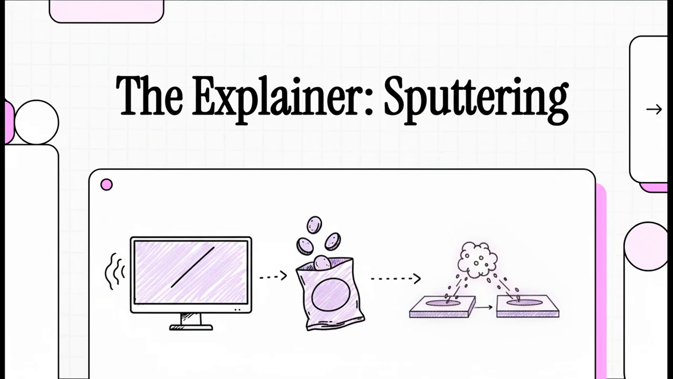Today, we're diving into a hidden process, one that connects the very screen you're watching this on to, well, a bag of potato chips. It's a technology that makes so much of our modern world possible, and it's called sputtering.